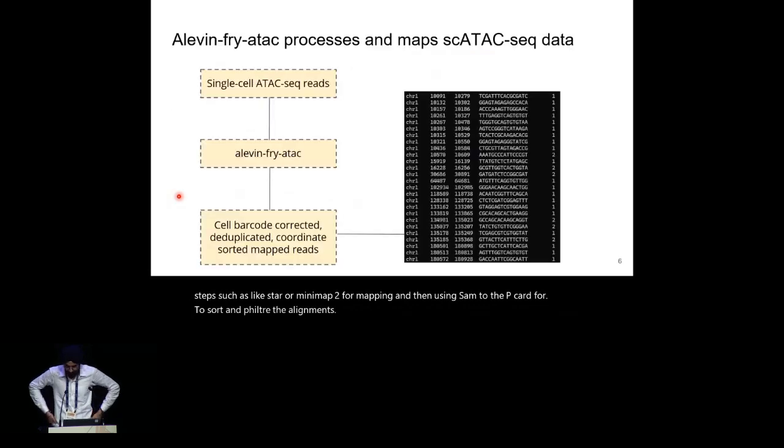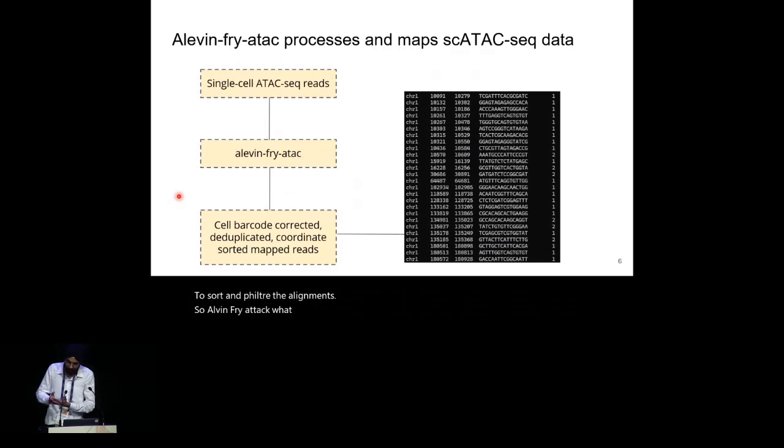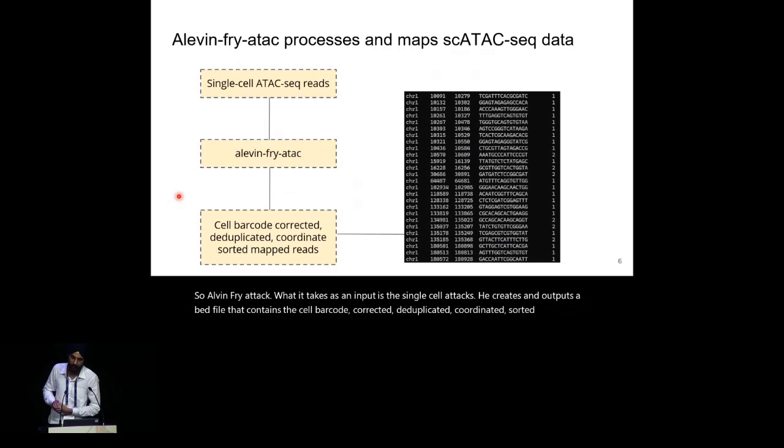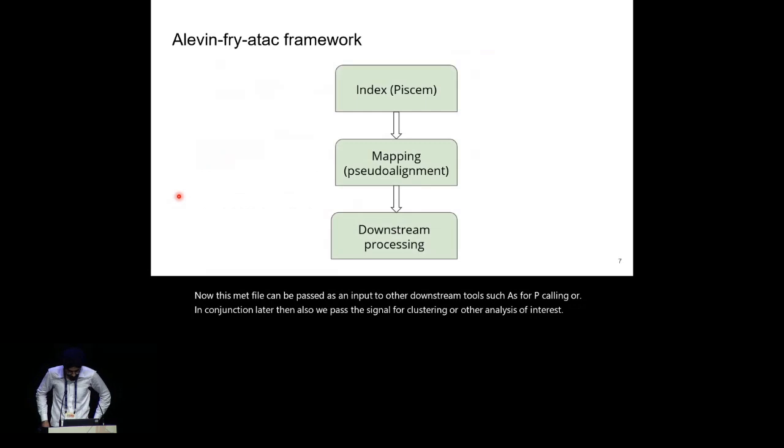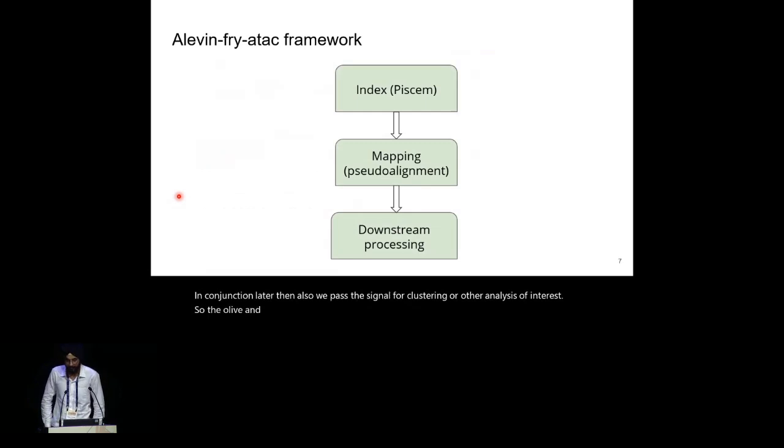So, Alevin-fry-atac takes as input the single-cell ATAC-Seq reads and outputs a BED file that contains the cell-barcode-corrected, deduplicated, coordinate-sorted mapped reads. Now, this BED file can be passed as input to other downstream tools, such as for peak calling, which in conjunction can later also be passed to Signac for clustering or other analysis of interest. The Alevin-fry-atac framework consists of three parts: indexing, mapping, and downstream processing.